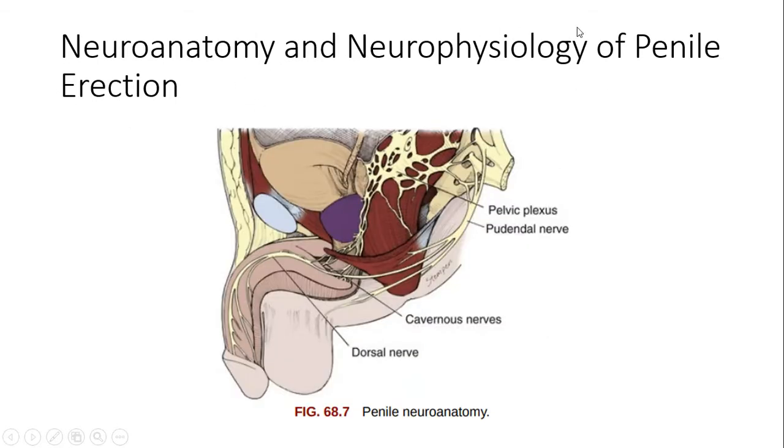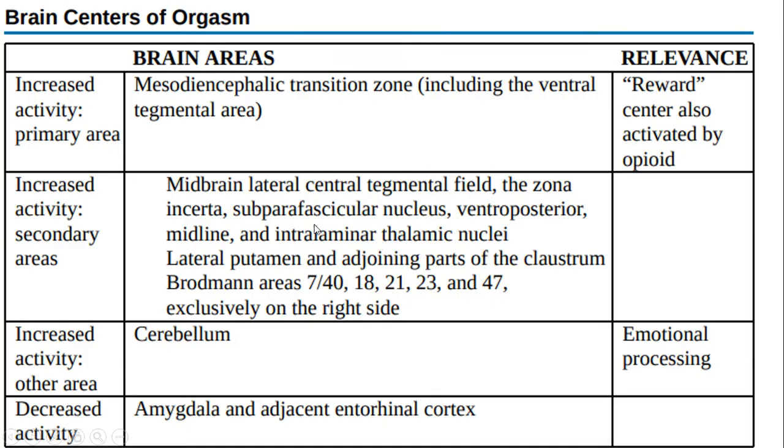So, neuroanatomy and neurophysiology of penile erection. Here we see the dorsal nerve, which is derived from the pelvic plexus. It arises from the pudendal nerve, which supplies not only the penis but also the scrotum and the perineal muscles. That's very important in facilitating erection. Now, brain centers of orgasm.